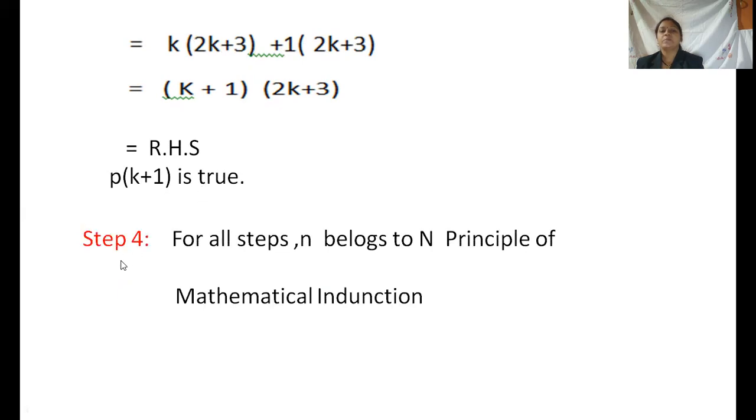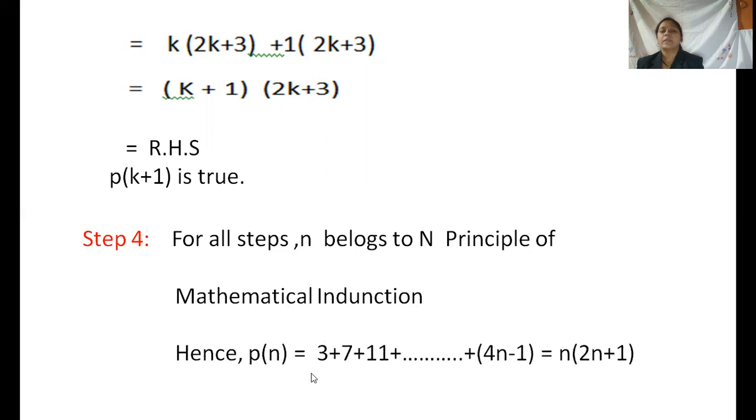Now step number 4. For all n belongs to natural numbers, with the principle of mathematical induction, hence Pn is equal to 3 plus 7 plus 11 plus and so on up to 4n minus 1 is equal to n(2n plus 1).